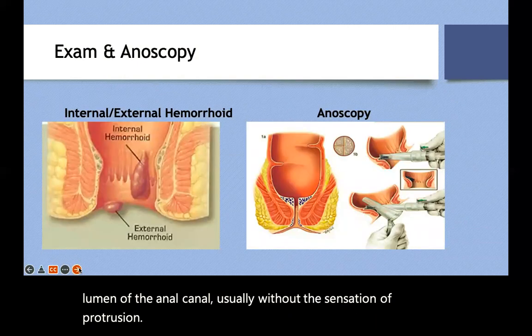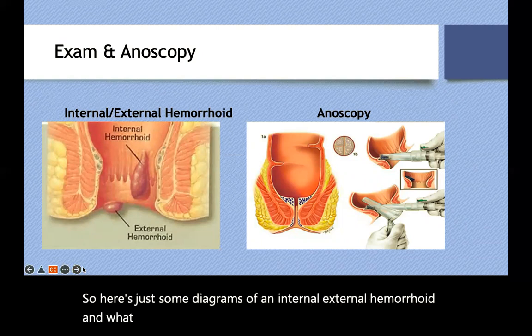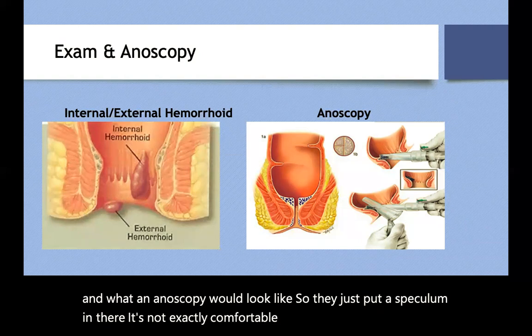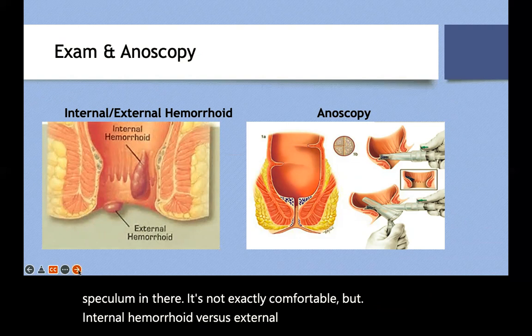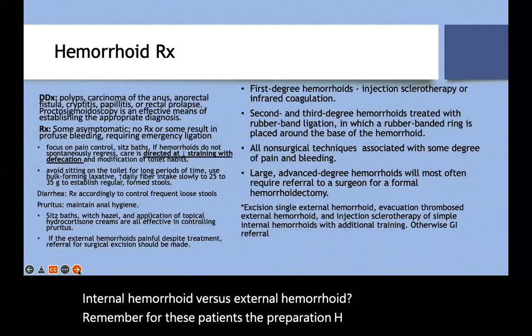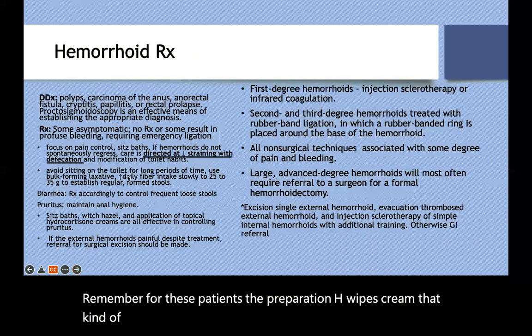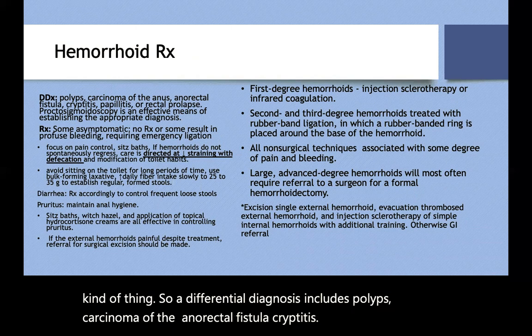So here's just some diagrams of an internal and external hemorrhoid and what an anoscopy would look like. They just put a speculum in there. It's not exactly comfortable, but internal hemorrhoid versus external hemorrhoid. Remember, for these patients, the preparation: Preparation H, wipes, cream, that kind of thing. A differential diagnosis includes polyps, carcinoma of the anus, anal rectal fistula, cryptitis, papillitis, or rectal prolapse.